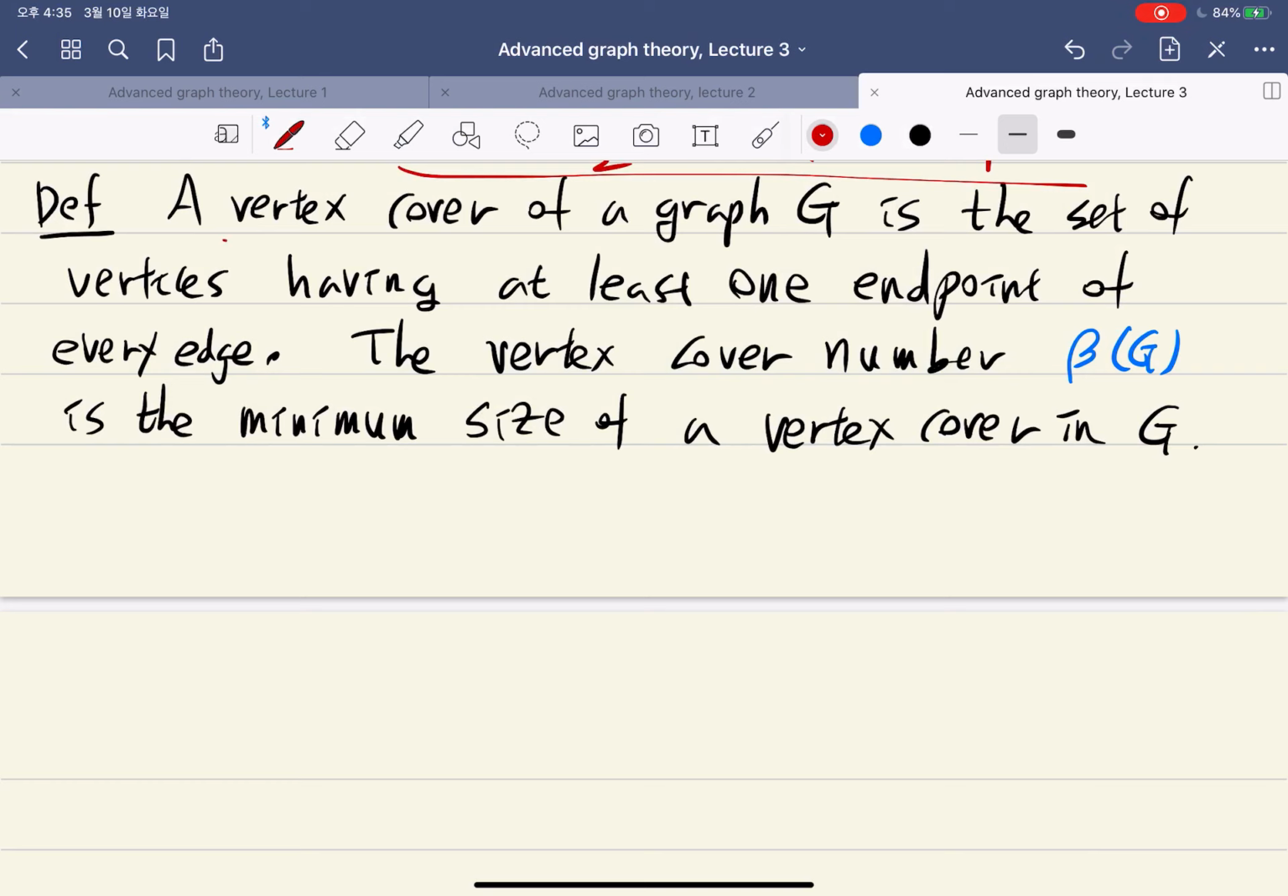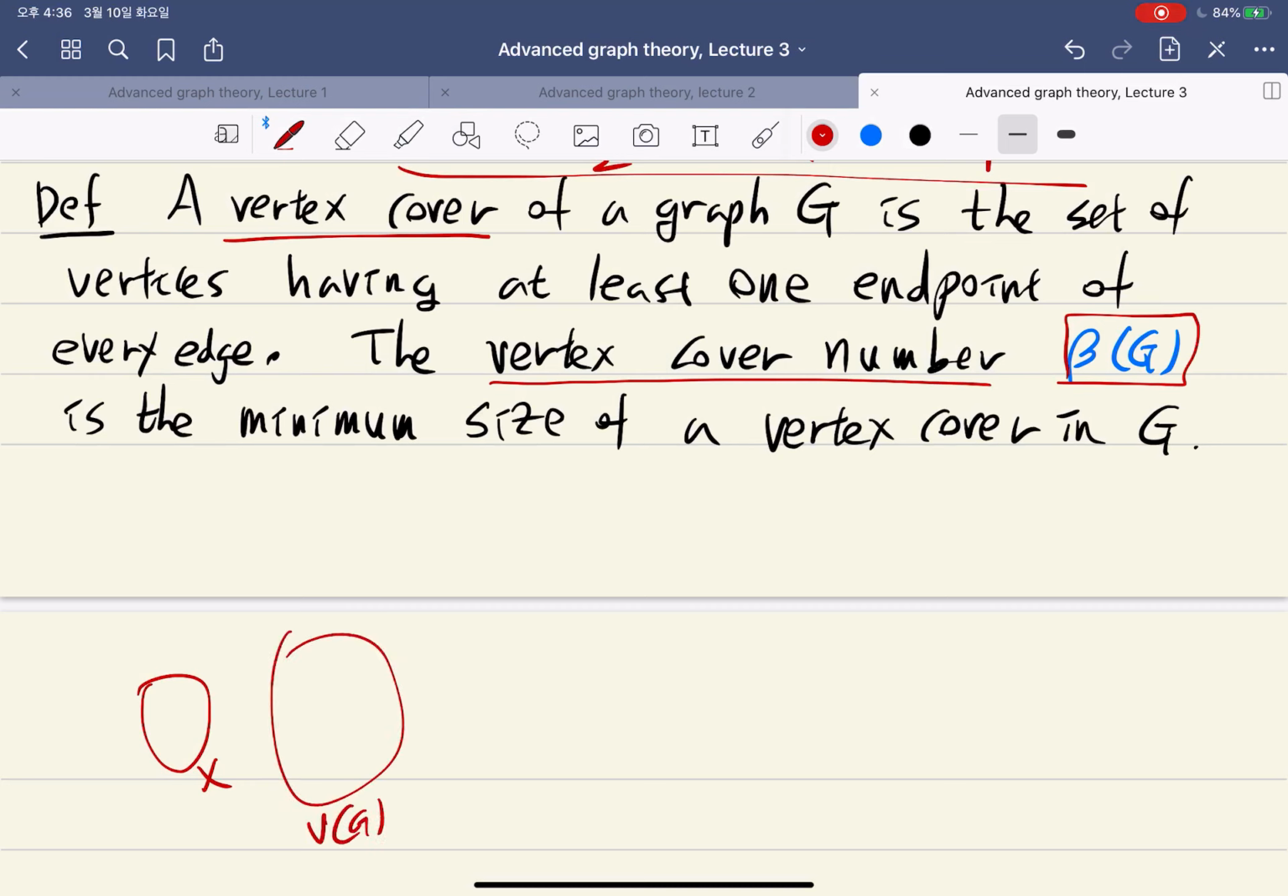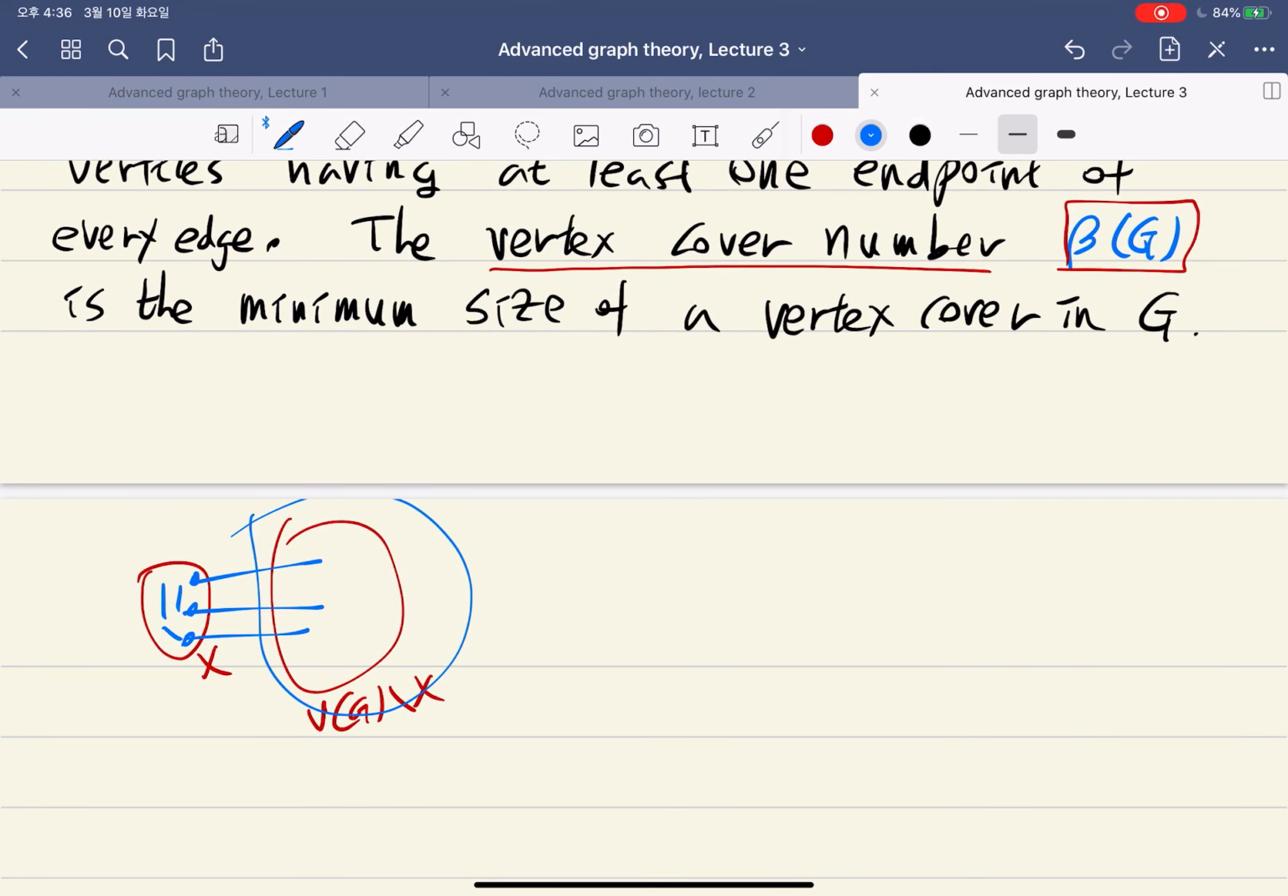And also we say a vertex cover of a graph G is a set of vertices having at least one endpoint of every edge. And the vertex cover number, beta of G, is the minimum size of a vertex cover in G. So for example, we say this X is a vertex cover, then that means that every edge is either inside of X or has one endpoint in X. So there are no edges outside X. No edges outside X is the same as X being a vertex cover.